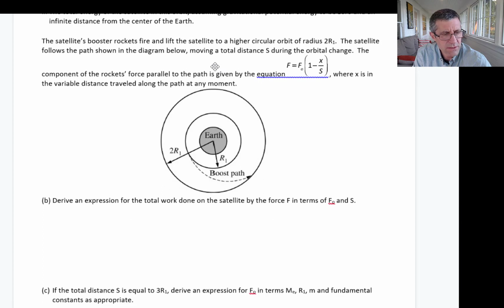The total distance S is equal to 3R1. Nice. Now derive an expression for F naught in terms of these things.